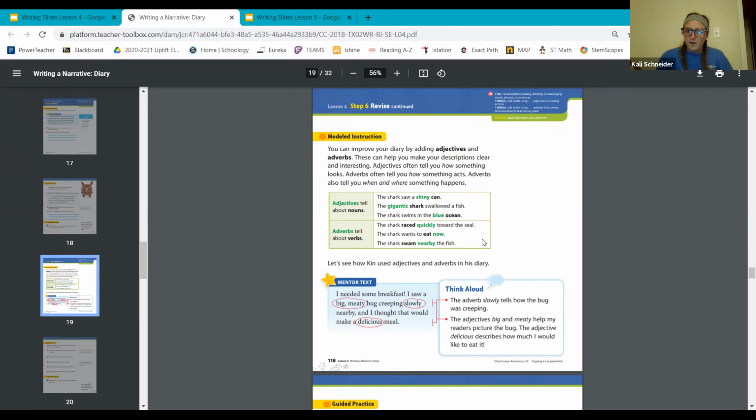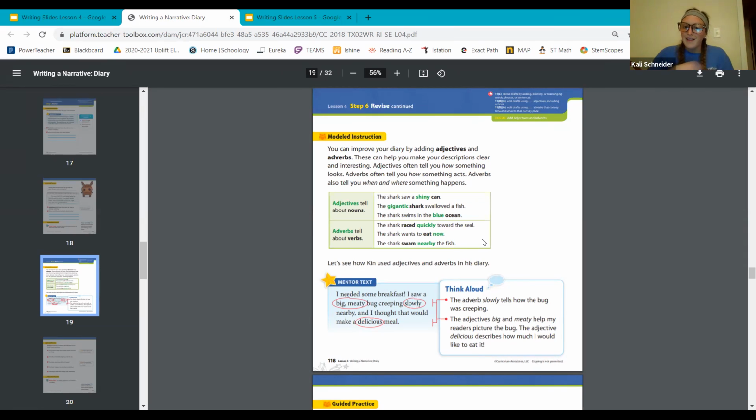The shark wants to eat now. That tells you when, right? It tells you when you want to eat that food, now, rather than the shark wants to eat. Yeah, it wants to eat, but how soon? When? So that word now is telling me, all right, he's going to go find that food right now. And it gives you a better idea.